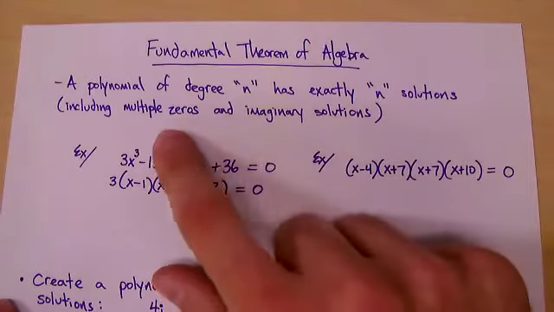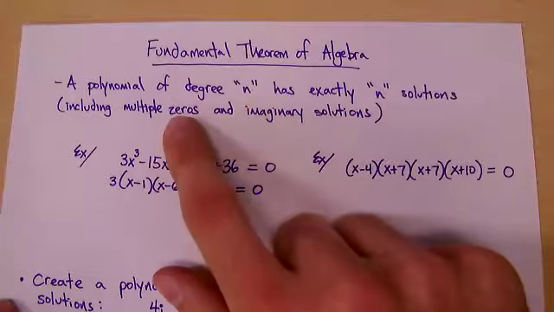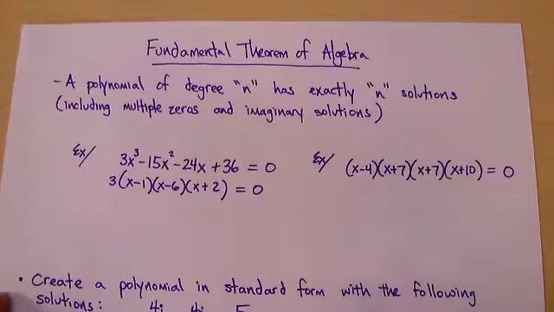Multiple zero means you could have the same thing twice. You would count them separately. And imaginary solutions obviously are the ones with i's in them.